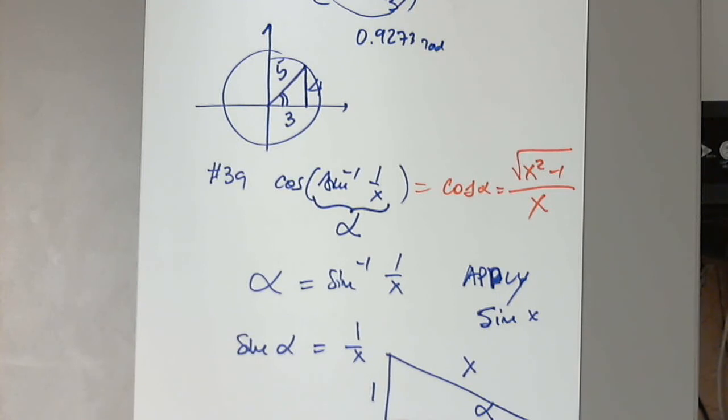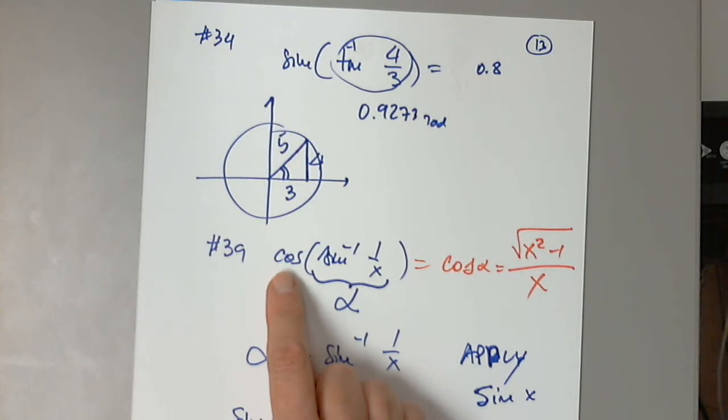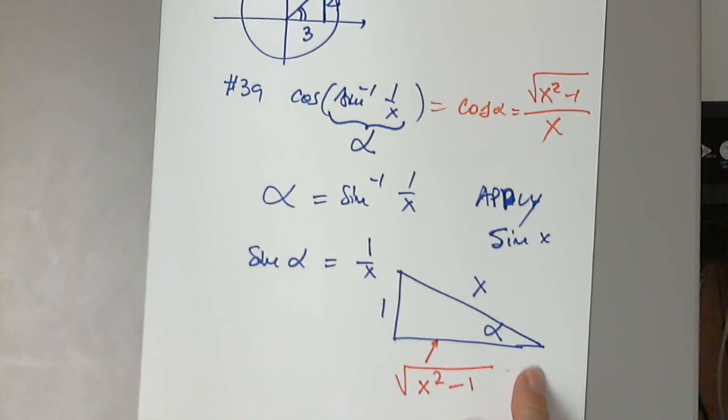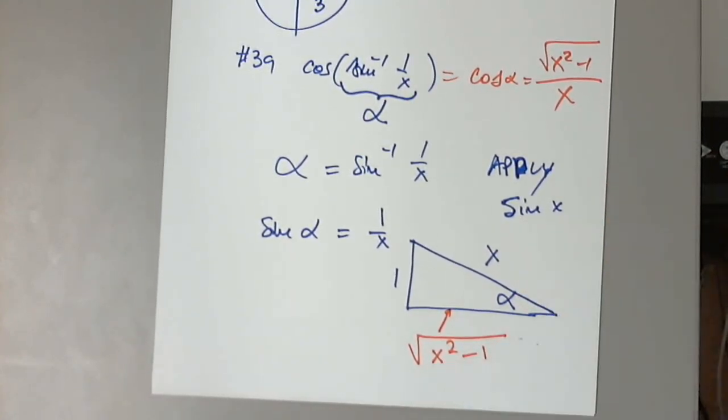Why did you need the other leg? For determining cosine. Very good question. I was asked to find cosine. If I don't have the adjacent leg, I'm not able to find cosine. By definition, cosine is the adjacent over the hypotenuse. Very good question. Is that clear?